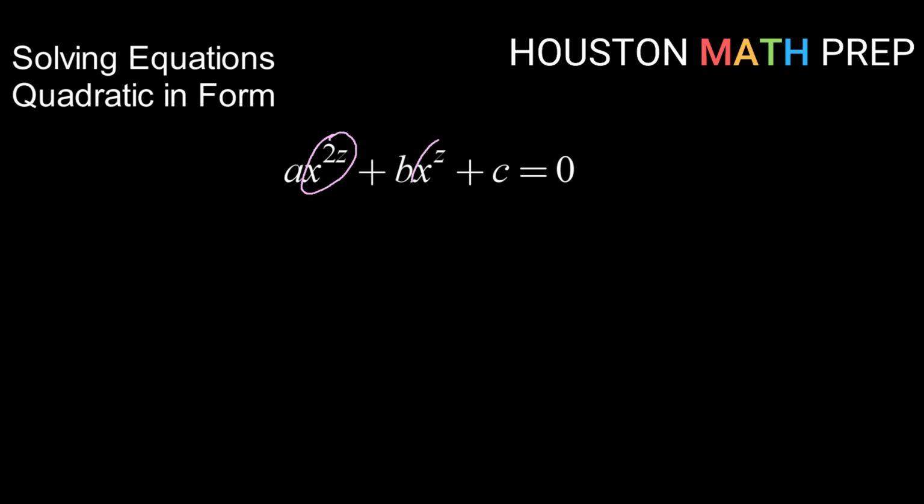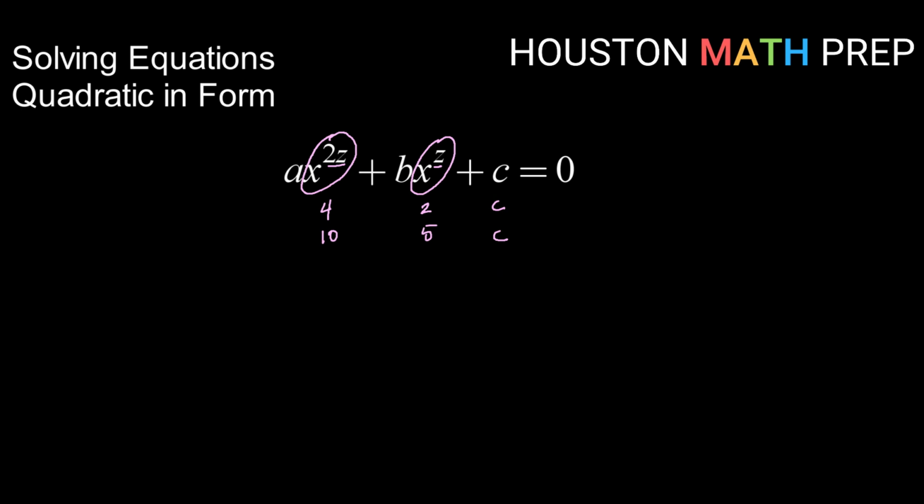If we have these two terms where the first power is double the second, for example, we might have x to the fourth power and x squared, or x to the 10th power and x to the 5th power. As long as our highest power is double our other power, and then we simply have a constant here, then we would say that is quadratic in form.